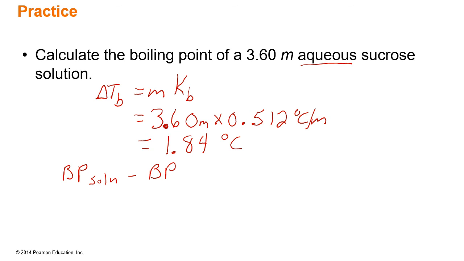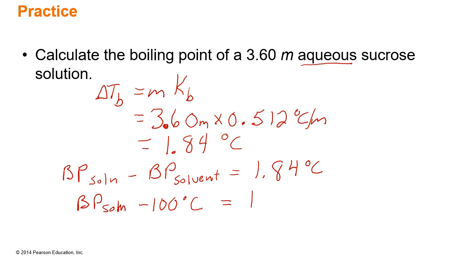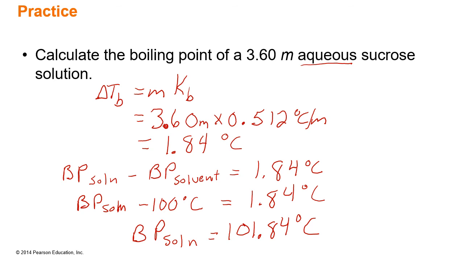So our boiling point of the solution minus the boiling point of the solvent is equal to 1.84. And so our solvent has a boiling point of 100. So if we add that to the other side, the boiling point of our sugar solution is going to be 101.84 degrees Celsius. So we've increased our boiling point. The boiling point always elevates.